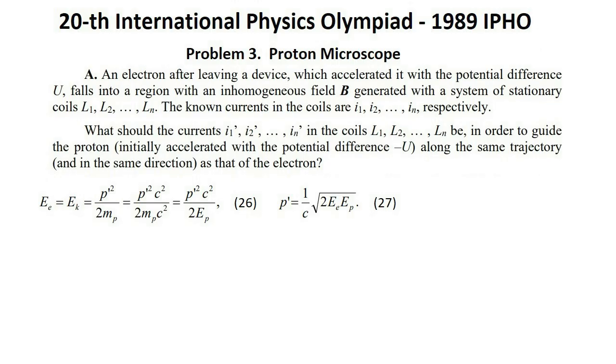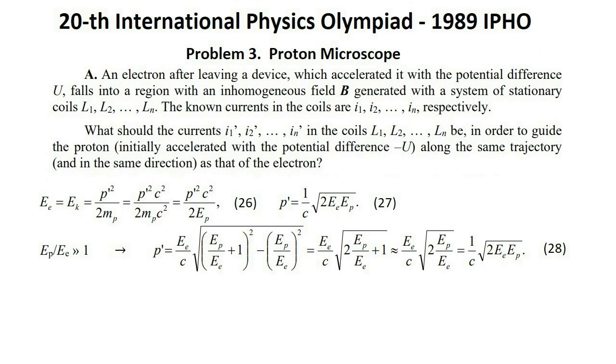Thus, one can expect that the momentum of the proton can be determined, with a good accuracy, from the classical considerations. We have formulae (26) and (27). On the other hand, the momentum of the proton determined from the relativistic formulae can be written in a simpler form since Ep over Ee is much greater than 1. We get p' approximately equals expression (28). In accordance with our expectations, we have obtained the same result as above. That was the solution to part A.